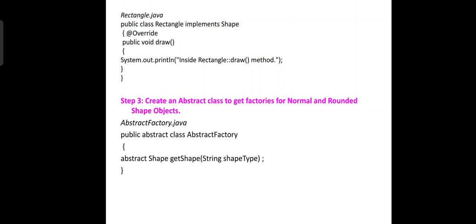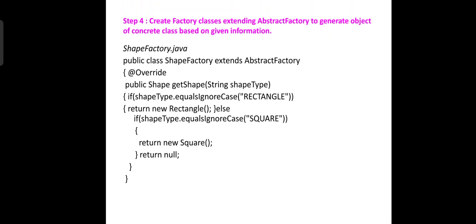So here we have to use an abstract class for AbstractFactory, and that abstract getShape function is used to get the shape of the corresponding object. In step 4, we will create factory classes extending AbstractFactory to generate objects of concrete classes based on the given information. Here we create a class ShapeFactory which extends AbstractFactory. In that we use the getShape method, and for the getShape method we have to pass the shape type as an argument.